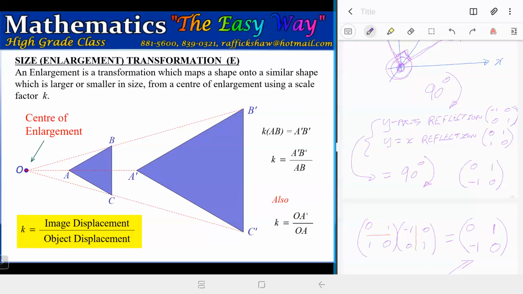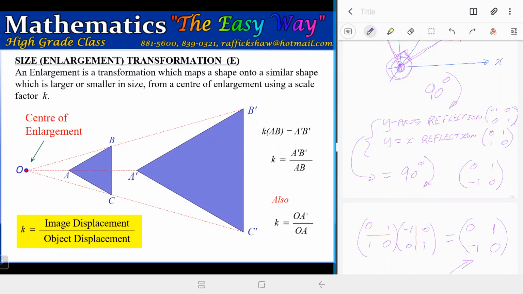So the scale factor will always be equal to an image displacement divided by an object displacement. I'm saying displacement here because the direction is kind of important. Why is direction important? Because the scale factor can be positive or negative. There's a way to know when the scale factor is negative and when it is positive. I'm going to tell you.